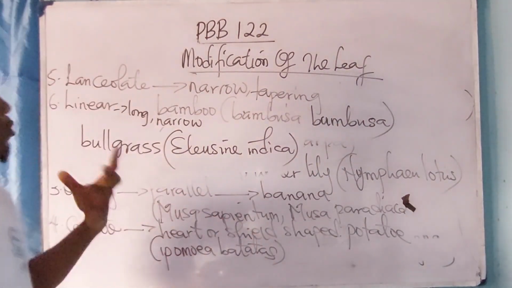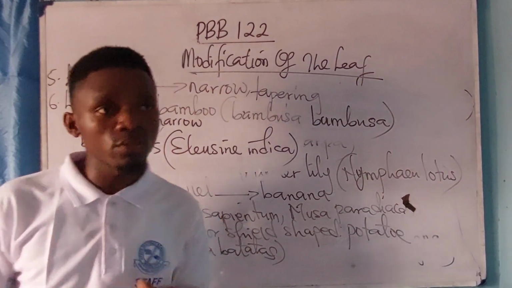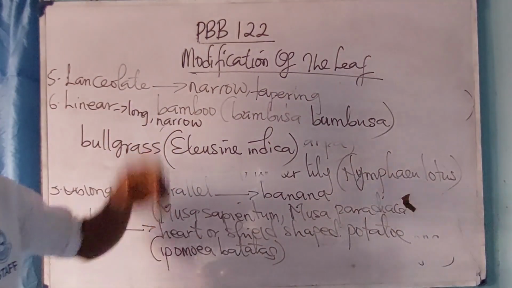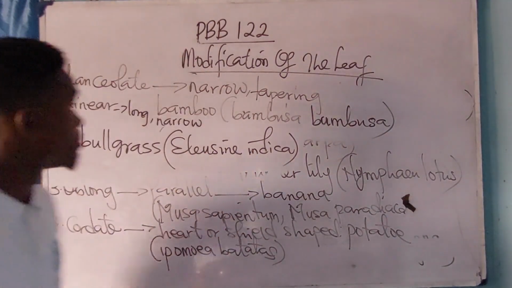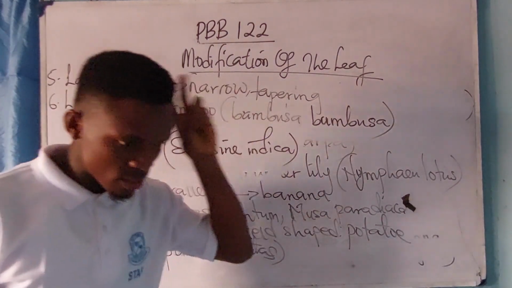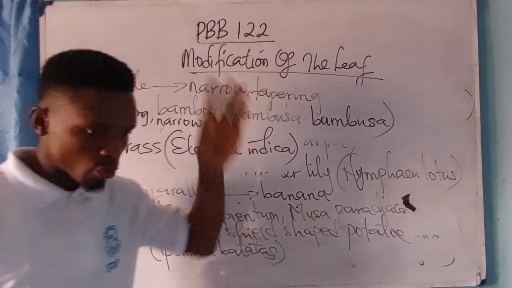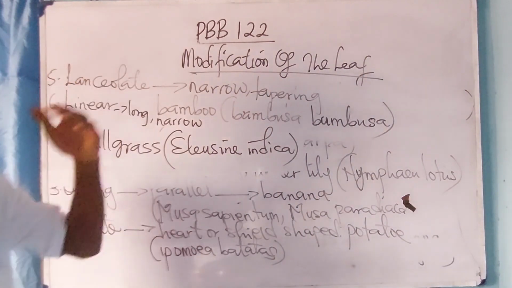You now have types of simple leaves based on the nature of the margin. I gave you entire, I gave you dentate, I gave you serrate, I gave you spiny, and I gave you cleft. And I gave you examples.